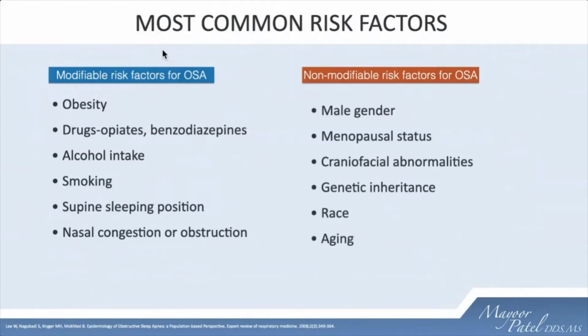Definitely some races are at a higher risk for it, and aging, something that we can't really control. And these are non-modifiable risk factors. So these are situations where if you are planted with one of these items on your right, you're more than likely in those instances to be at high risk for having obstructive sleep apnea.